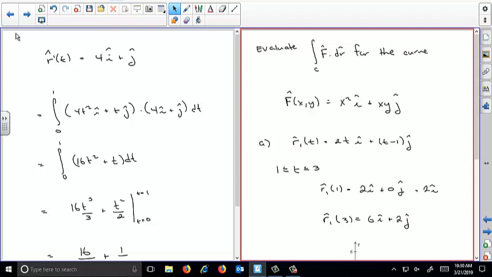So let's look at another problem. So we've got the force vector field is x squared i plus xy j. The path is 2t i plus (t minus 1) j. And we're going to go from t equals 1 to t equals 3.